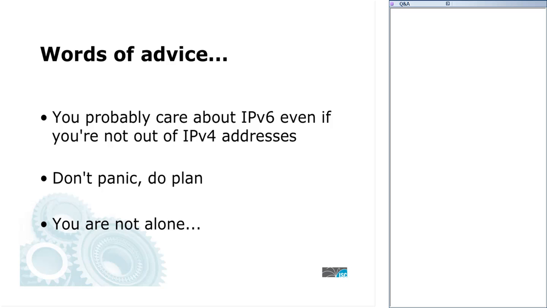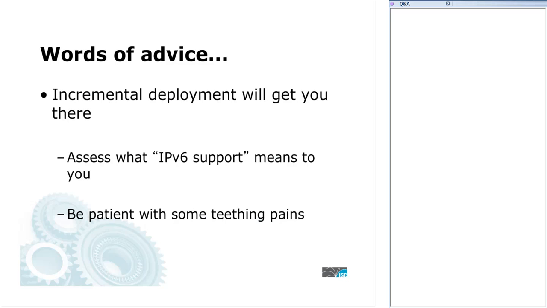ISC has been doing IPv6 for quite a while. We are comfortable with the technology. We're comfortable with the routing. But there are a large number of organizations, and large number of large organizations that are still in the phase of, gee, what is this IPv6 stuff, and how are we going to actually make it visible to our customers? So be aware that you are not alone. And again, incremental deployment will get you where you need to go.